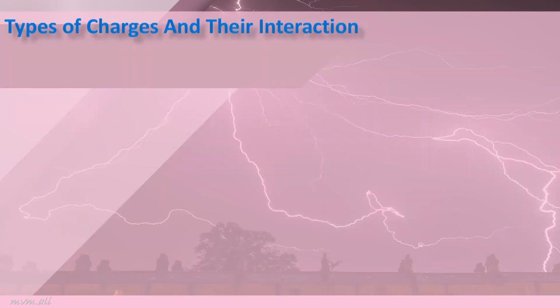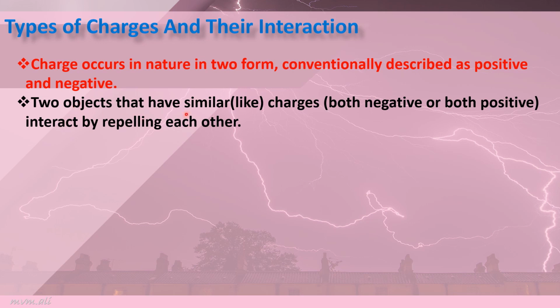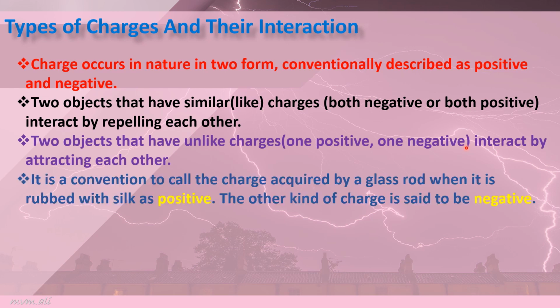Now, what are the different types of charges and how do they interact? Charges occur in nature in two forms. Conventionally, we call them negative and positive charges. There are two types of charge. Two objects having similar charges, or like charges, always interact by repelling each other. While two objects having unlike charges, one positive and one negative, interact by attracting each other. Okay, so these are the types of charges and how they interact.